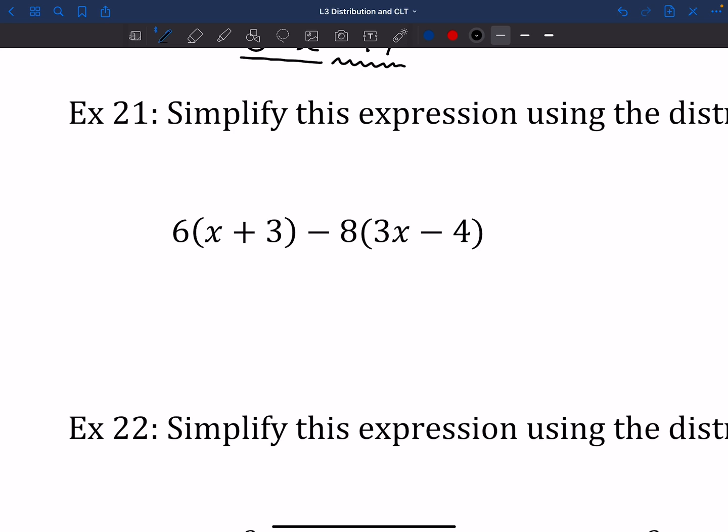So if you haven't paused and tried it out yet, give it a go, right? I'm going to run through it real quick because, again, I feel like I'm talking for a long time. So first set of distributions, 6 times x is 6x. 6 times 3 is 18.